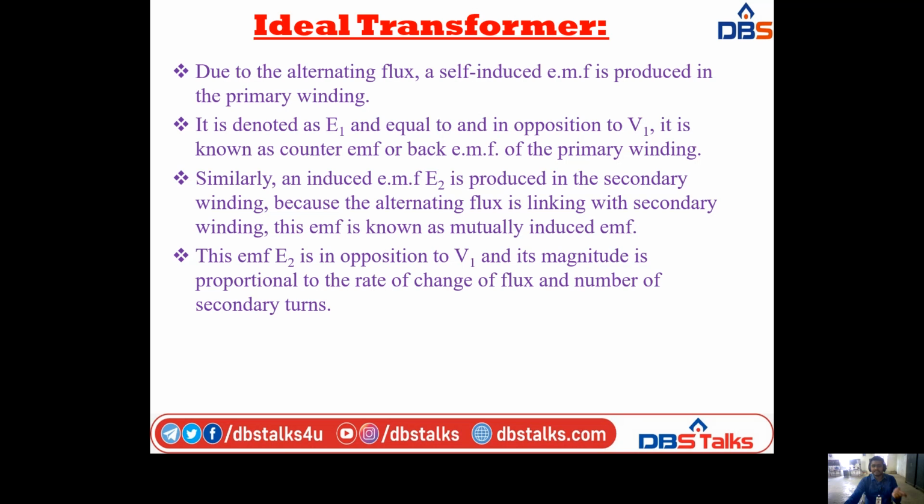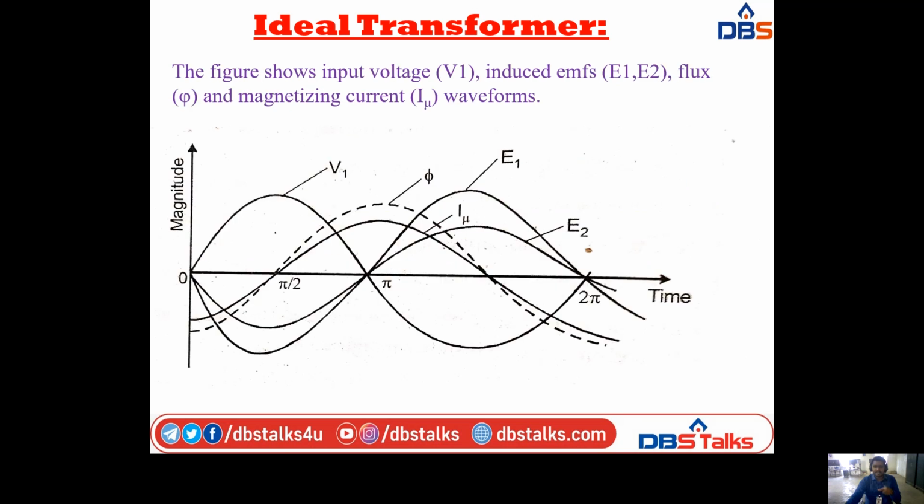Similarly, an induced EMF E2 is produced in the secondary winding because the alternating flux is linking with the secondary winding. This EMF is known as mutually induced EMF. This EMF E2 is in opposition to V1, and its magnitude is proportional to the rate of change of flux, that is dφ/dt, and the number of secondary turns.